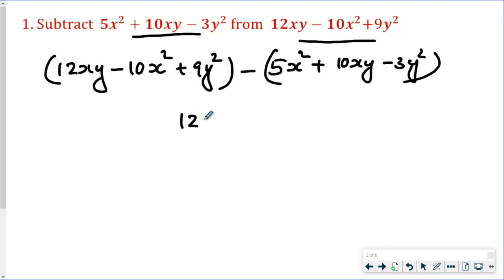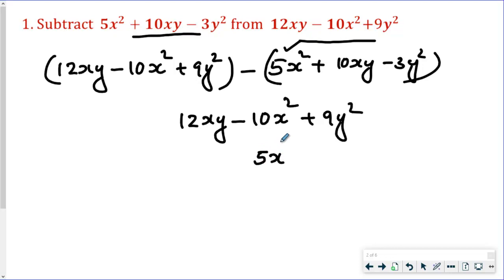For doing the subtraction, first we can take the first polynomial 12xy minus 10x square plus 9y square. Then the second polynomial we have to write. For the second polynomial, first term is 5x square. This 5x square term you have to write just below the like term. Here in the first polynomial there was one x square term, that is 10x square term. 10x square and 5x square both are like term. So you have to write 5x square just below 10x square. So here we can write 5x square.